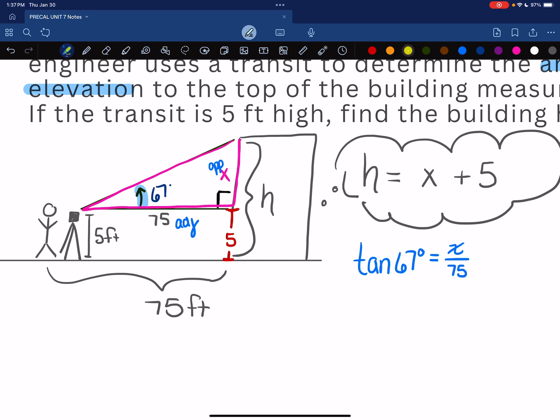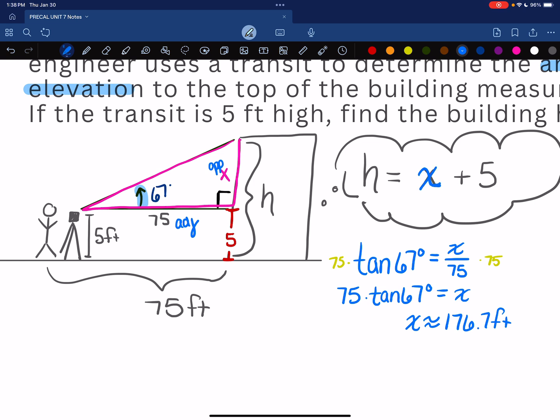Go ahead and solve for x by multiplying each side by 75. And that gives us the equation x equals 75 times tangent 67 degrees. That's going to help us find x. Using our handy-dandy calculator, we can figure out here that x is approximately, when we round, let's round again to the nearest tenth like we had been doing previously, that's about 176.7 feet.